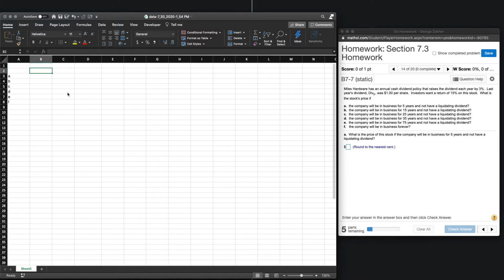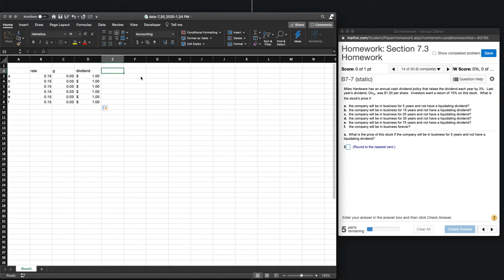And what do we know? Well, we know the rate. It's 15%, and that's true in all cases. Our growth, our G is again going to be a 3% increase, and that is also true in all parts of the question. Now, the most recent dividend has also been given to us. So that's dividend 0. It's a $1 dividend, and that is true in all cases.